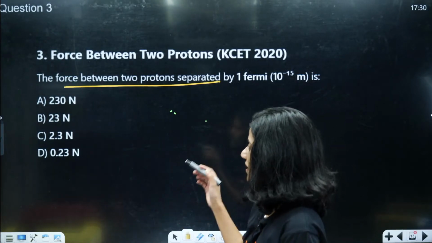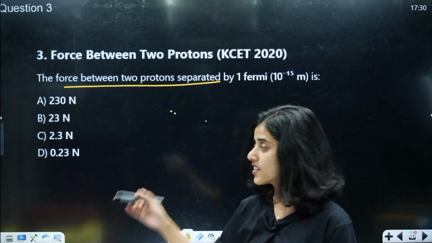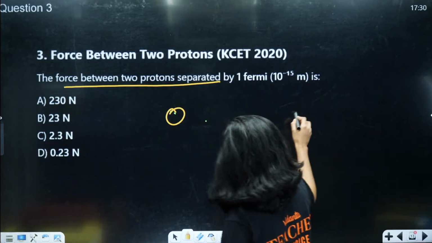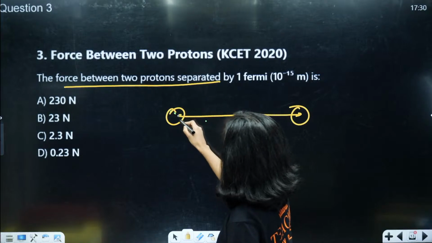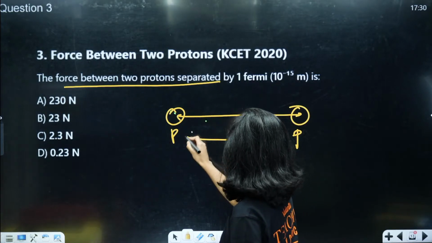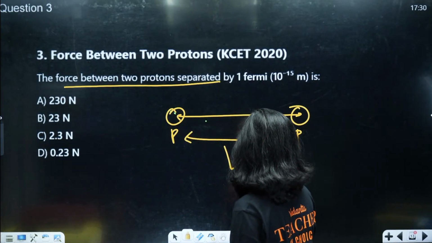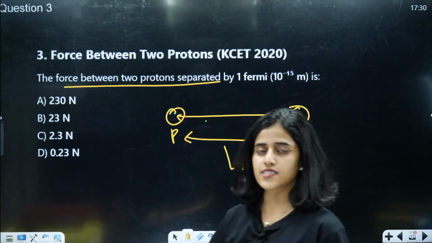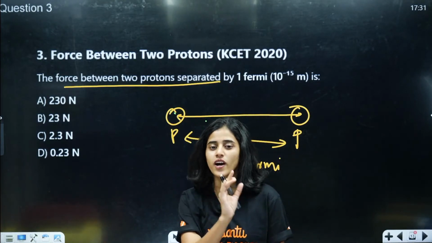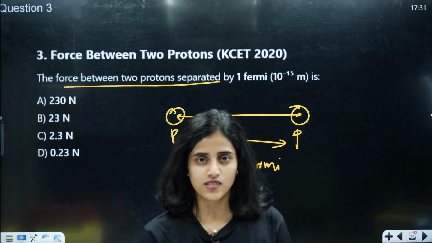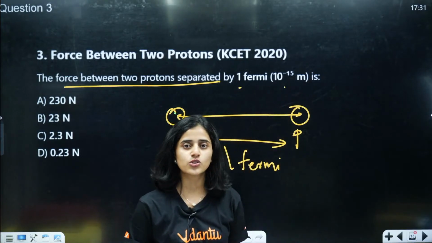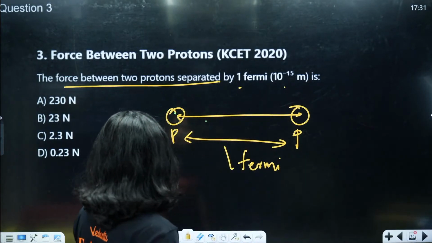Just like you know 1 by 4 pi epsilon 0 is 9 into 10 raised to 9, you should know the charge of a proton as well. Here you have the same figure, but with two protons separated by a distance of 1 Fermi. In the question they've given that 1 Fermi is 10 raised to minus 15 meters. Whenever you do a question, you have to convert the units into SI units. Fermi is not an SI unit of length. The SI unit of length is meters, so Fermi should be converted into meters. So let's do it.